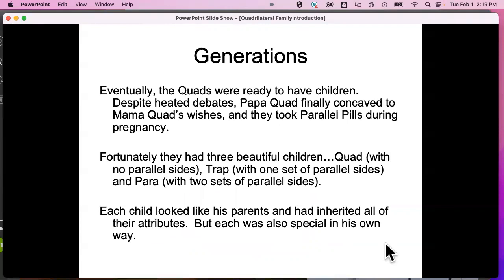Eventually, the quads were ready to have children. Despite heated debates, Papa Quad finally concaved to Mama Quad's wishes. And they took parallel pills during pregnancy. Some form of early genetic engineering, I guess. Fortunately, they had 3 beautiful children: Quad, with no parallel sides; Trap, with 1 set of parallel sides; and Para, with 2 sets of beautiful parallel sides. Each child looked like their parents and had inherited all of their attributes, but each was also special in his own way.